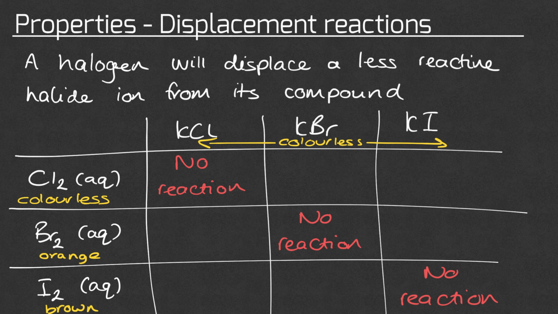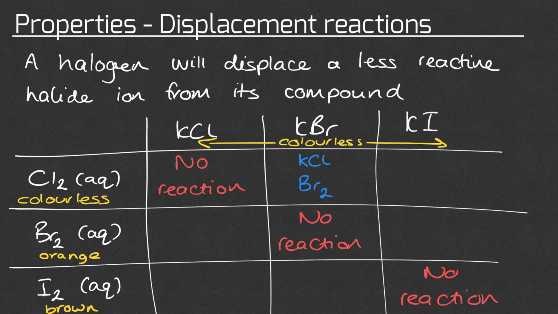So the first thing we can do is say that there's going to be no reaction between the halogen and the halide salt of the same halogen. So it makes sense that the chlorine is not going to react with potassium chloride because it's the same element. The same can be true for bromine and potassium bromide, and iodine and potassium iodide.